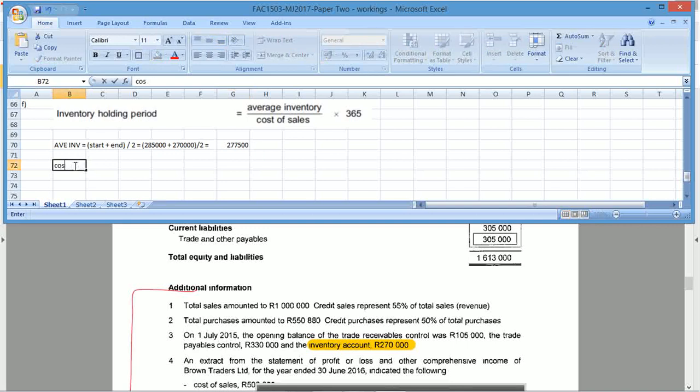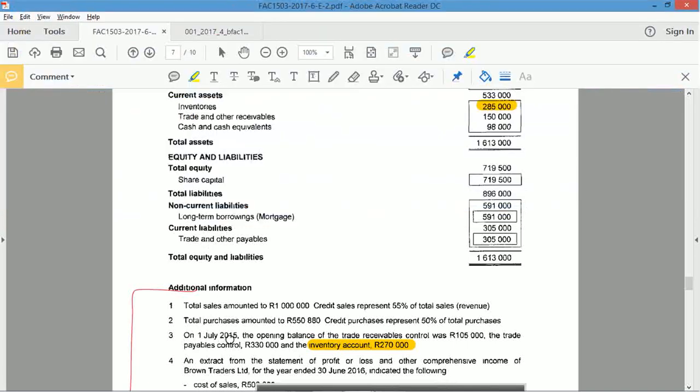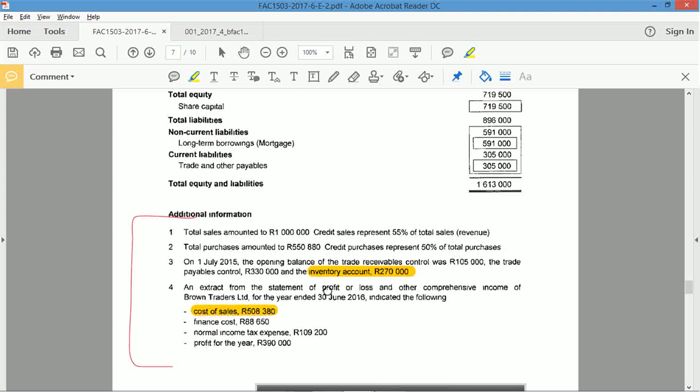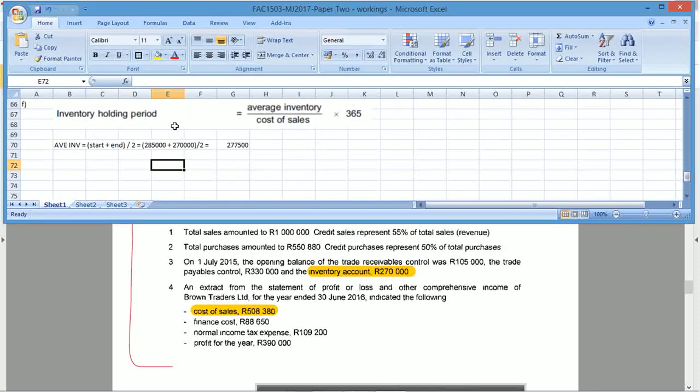Cost of sales was given in the question, so I don't actually need that. There's cost of sales. So to get the inventory holding period, average inventory was 277,500 divided by cost of sales, which was 508,380, times 365 gives you an answer.